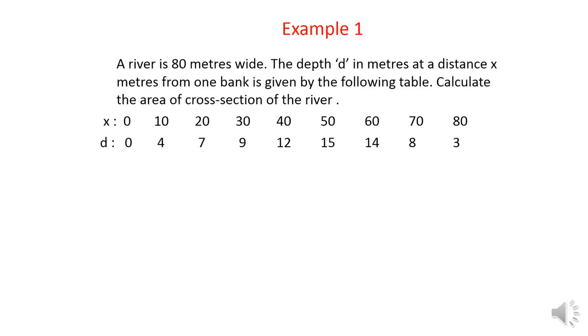Now let's see one example based on the trapezoidal rule. So this example is: a river is 80 meters wide. The depth d in meters at a distance x meters from one bank is given by the following table. Calculate the area of cross section of the river. So x values are 0, 10, 20, 30, 40, 50, 60, 70 and 80, and depth d is 0, 4, 7, 9, 12, 15, 14, 8 and 3. These are corresponding values, meaning for x = 10, depth is 4, and for x = 60, depth is 14.